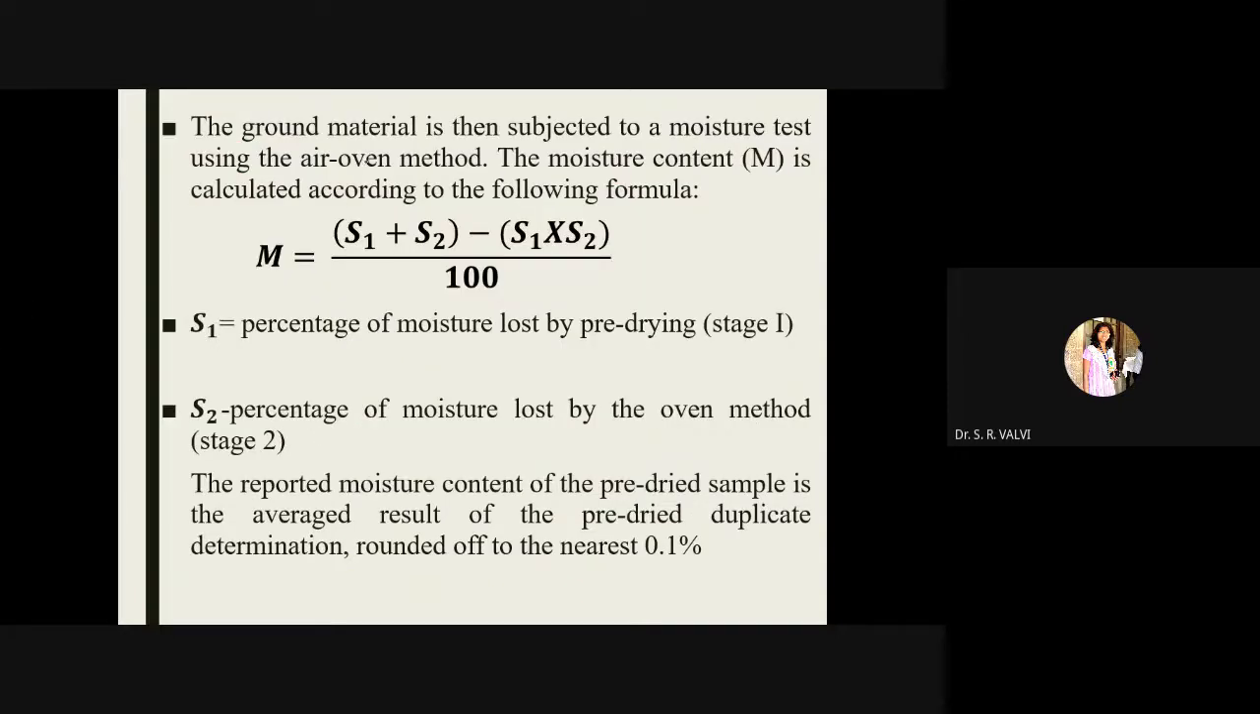Now see, the ground material is then subjected to a moisture test using the air oven method, and then the moisture content M is calculated. Now, the previous formula and this formula are very different. This particular formula is used for pre-drying and grinding, and the moisture content of this ground material is determined with the help of this formula.